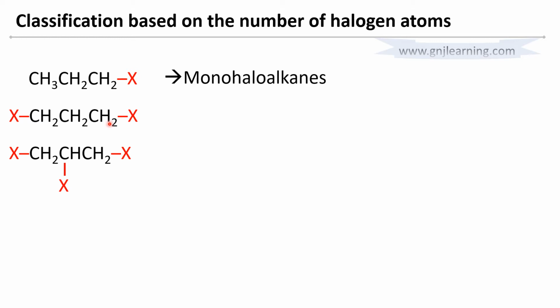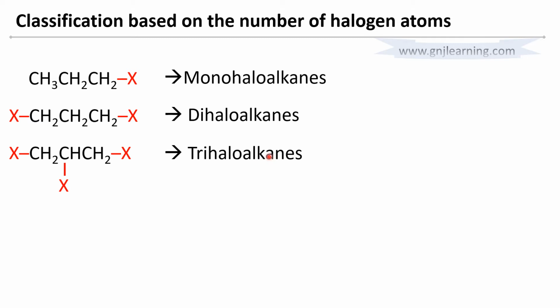If we have 2 halogen atoms, how can we name it? We can name it as dihalopropane, or in general term dihaloalkanes. Alkane stands for all the aliphatic hydrocarbons. Clear? And the third one, we have 3 halogen atoms. So we can call this compound specifically as trihalopropane, and in general we can call it as trihaloalkanes. This is how to classify haloalkanes based on the number of halogen atoms present in it.